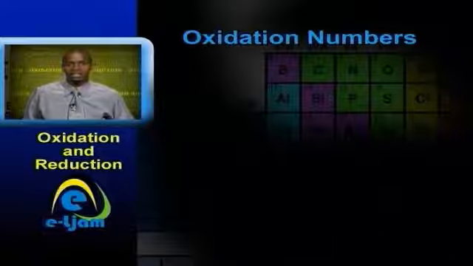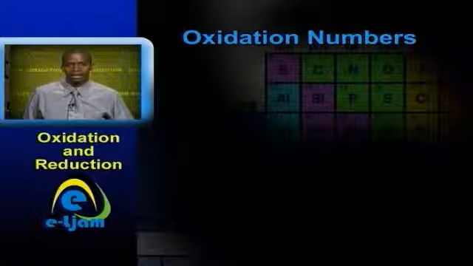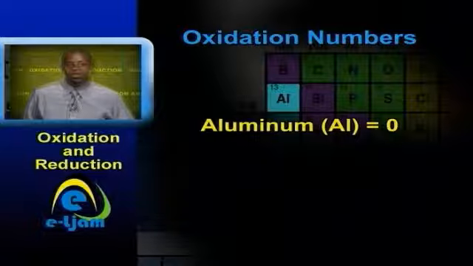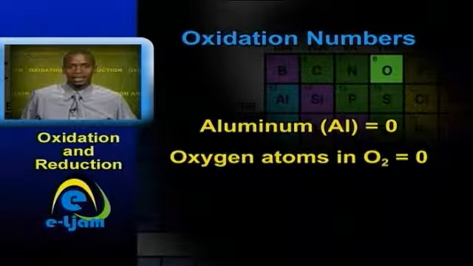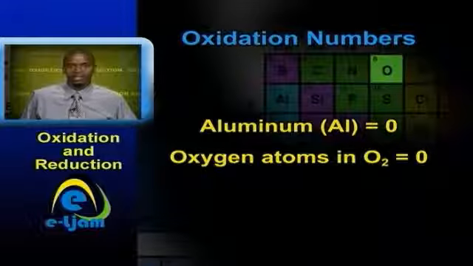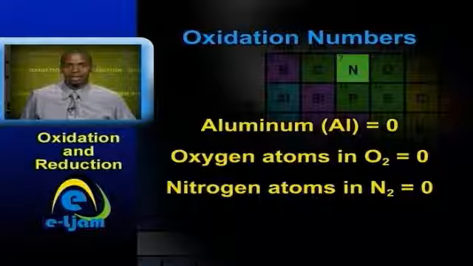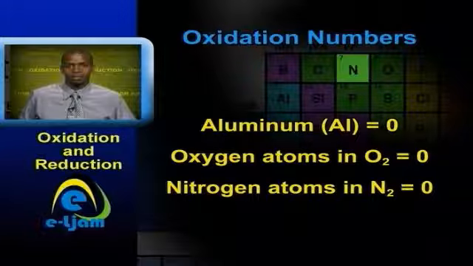One, the oxidation number of all elements in their free state is 0. Example, aluminum in the solid state has an oxidation number of 0. Oxygen atoms in O2 gas have an oxidation state of 0. Nitrogen atoms in N2 gas have an oxidation state of 0.